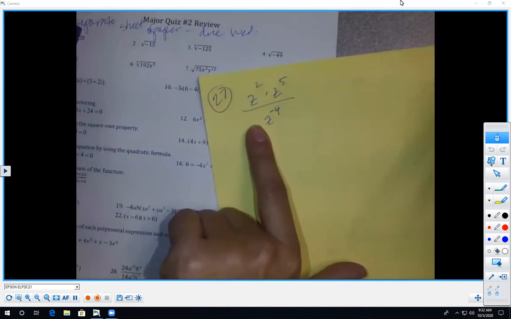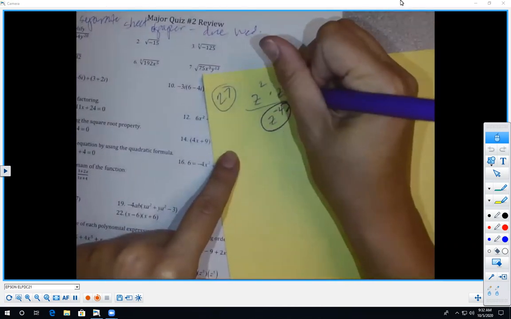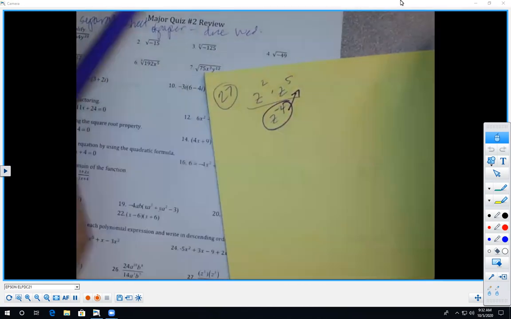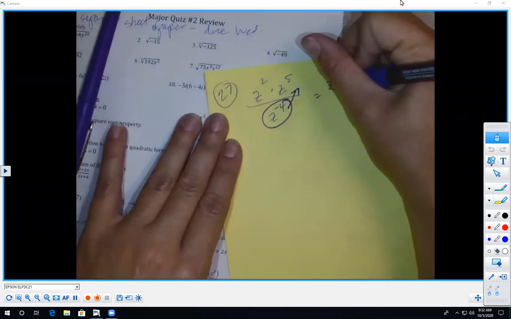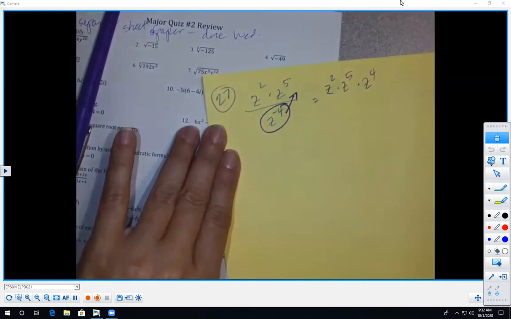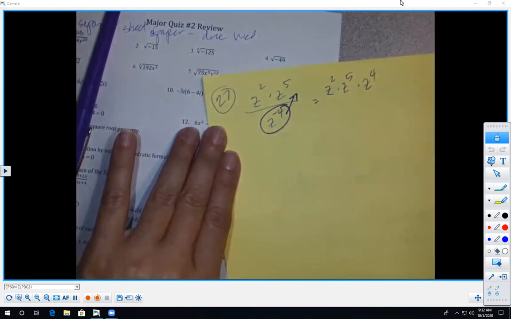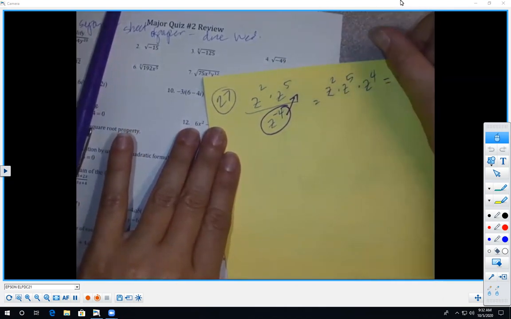Okay, so z to the negative 4th on bottom. I'm going to move it up to the top to make it positive. So then it becomes z squared times z to the 5th times z to the 4th. And then you can add all 3 of those together. 2 plus 5 plus 4 is 11. So it's going to be z to the 11th power is your answer.